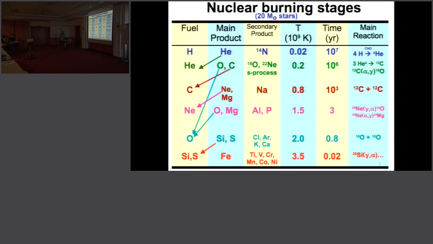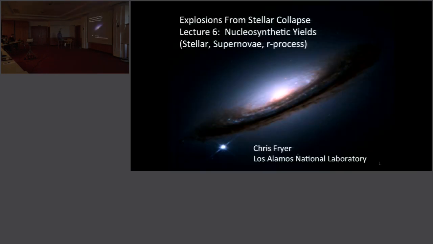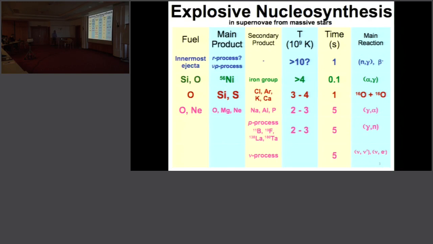But when you have the explosion go through, it can then produce a whole set of new products. The shock goes through the star, goes through that silicon layer, and burns it into nickel 56. That's the energy source that powers the late time light curve. It goes through the oxygen layer and can produce silicon and sulfur. It can also burn some of even the carbon into heavier elements.